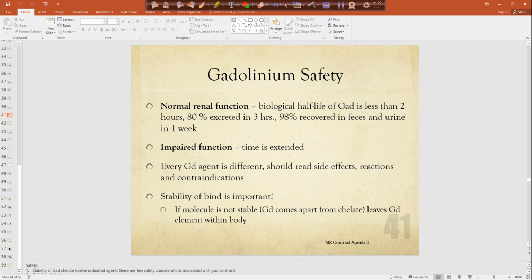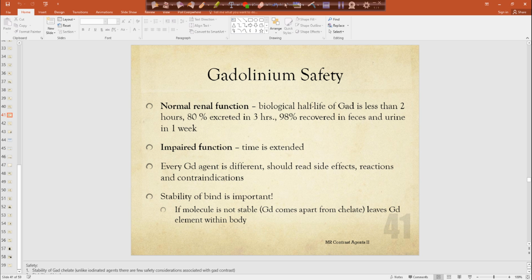So when we're talking about gadolinium safety, sometimes we talk about our biological half-life, and usually the biological half-life is less than 2 hours. So once you inject the gadolinium, you've eliminated half of that gadolinium within 2 hours. But if you have impaired renal function, that half-life is going to increase. It has almost increased from 2 hours to a whole day.